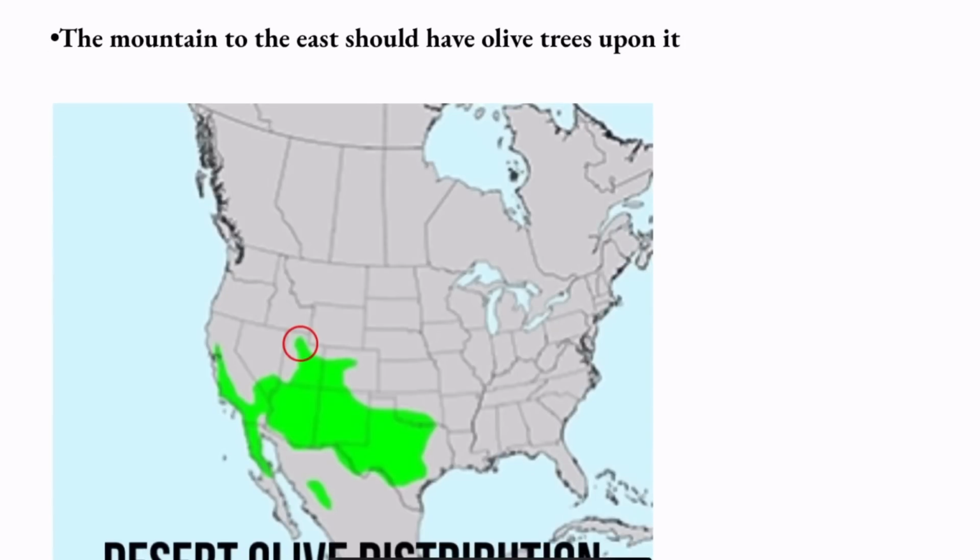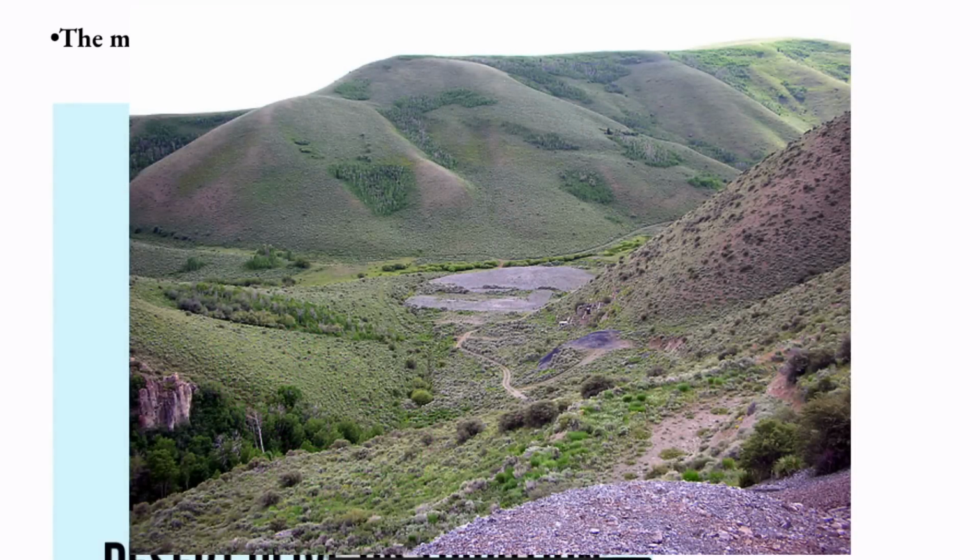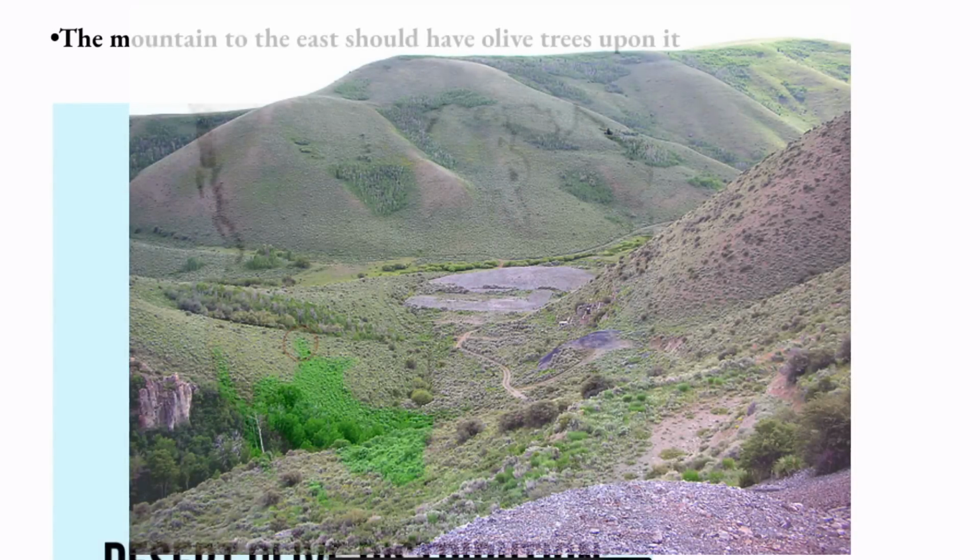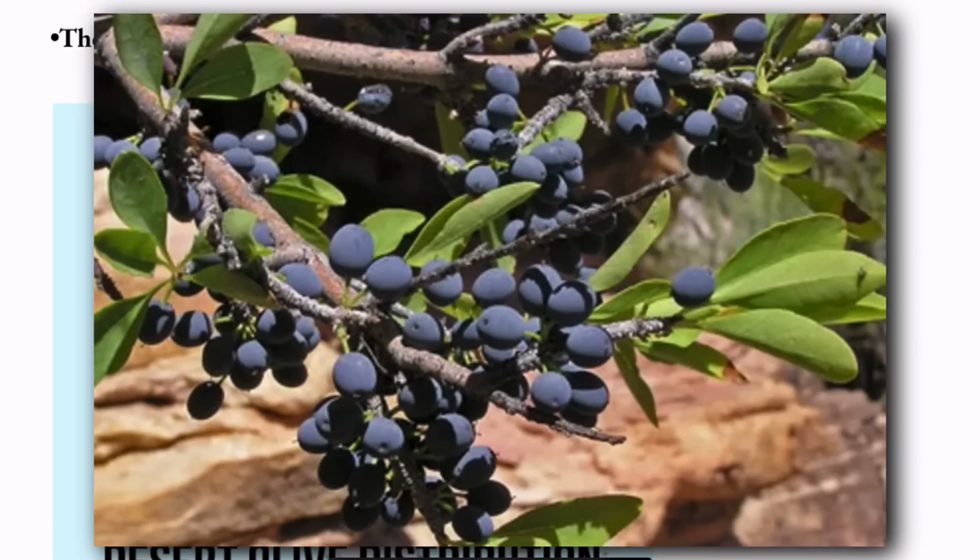The mountain to the east should have olive trees upon it. So this is the desert olive distribution map. And as you can see, the northernmost distribution of the desert olive in North America is in the mountain that is to the east of Jerusalem, which is known as the Grouse Creek Mountains. And those mountains have desert olives upon them, but they also have Russian olives growing on it.